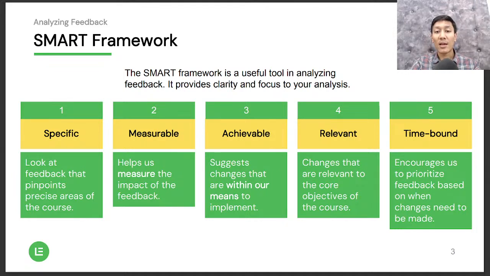So if a feedback that is provided by a learner is not under your means, or you don't have the bandwidth, or there's some issue that you cannot change in your course, that means it's not achievable, right? And it cannot be done at that point of time or even in the coming future, right? Other than that, relevant means changes that are relevant to your core objectives of the course.